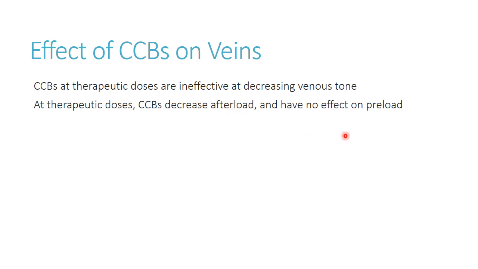Because again, preload is just, how would you define preload? Yeah, the volume getting back to the heart, right? So increased volume. So you can affect that by your venous tone, right? So if the veins are more constricted, obviously they have less storage capacity. You're going to be sending more fluid back to the heart. Otherwise, if you're looking at afterload, it's going to be all on the arterial side. So afterload's a big thing that a lot of our calcium channel blockers are going to be affecting, not necessarily preload so much. We're going to see with a few other classes of drugs that might differ a little bit based on their mechanism.